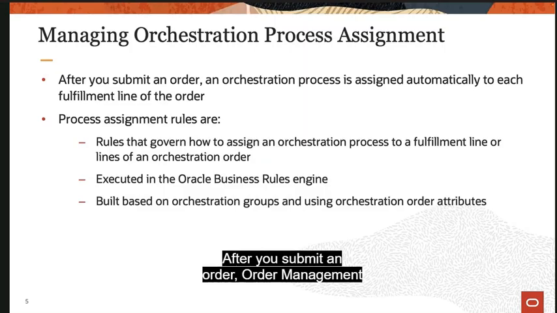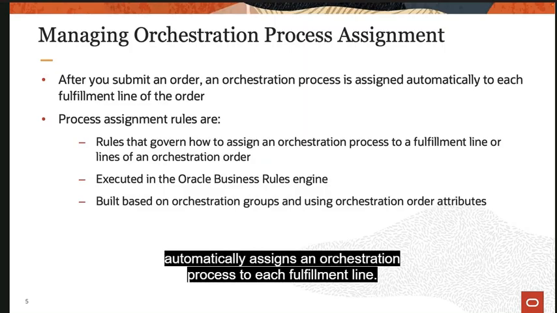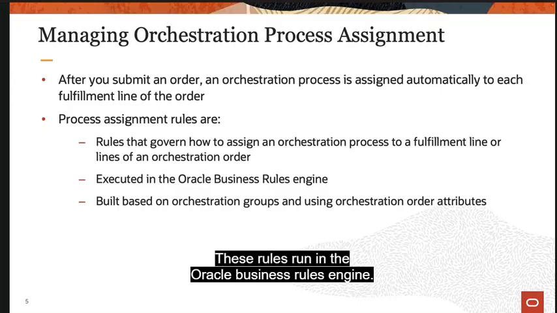After you submit an order, order management automatically assigns an orchestration process to each fulfillment line. Process assignment rules control how an orchestration process is assigned to one or more fulfillment lines in an orchestration order. These rules run in the Oracle Business Rules engine. You build them using orchestration groups and orchestration order attributes to drive the assignment logic.